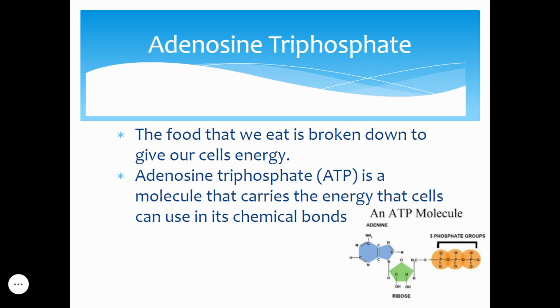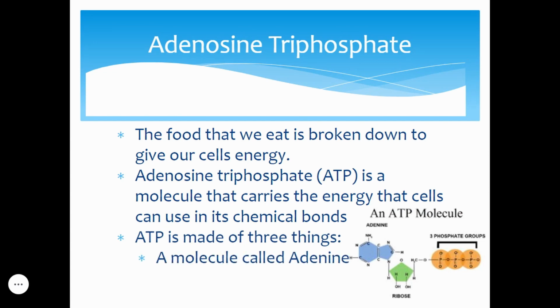ATP is a molecule that carries energy in its bonds, and this is the type of energy that cells can use. So if you look at the bottom right, I can't use my pointer or else that big ugly bar will pop up. But if you look at the bottom right, you will see a picture of ATP. ATP is made of three things. It's made of adenine, a molecule of ribose sugar, and three phosphate groups. And we're going to talk a little later in this presentation about how ATP is made.